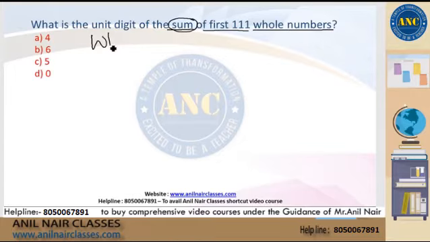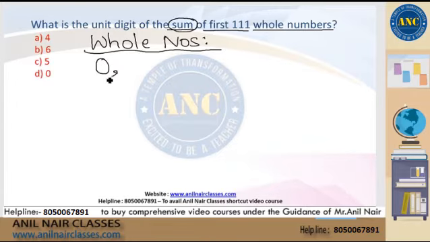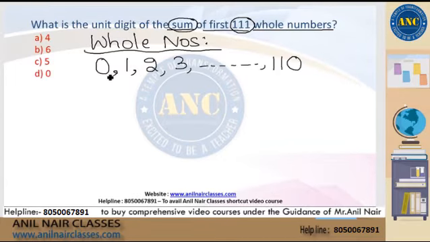First of all, what are whole numbers? Whole numbers will always start from 0. That means 0 is the first whole number, 1 is the second whole number, 2 is the third whole number, 3 is the fourth whole number. Like that it keeps continuing, and they are asking you to find the first 111 whole numbers. That means the 111th whole number is 110, because the numbering starts from 0. The 111th whole number is nothing but 110.